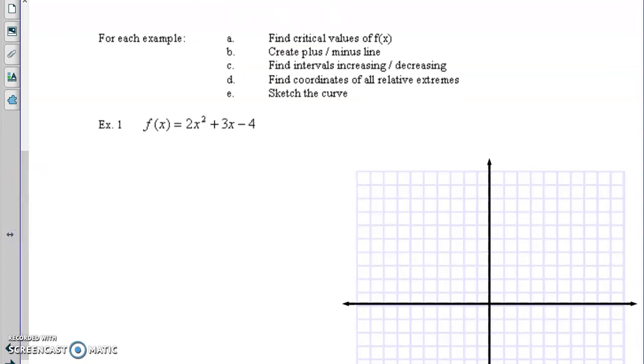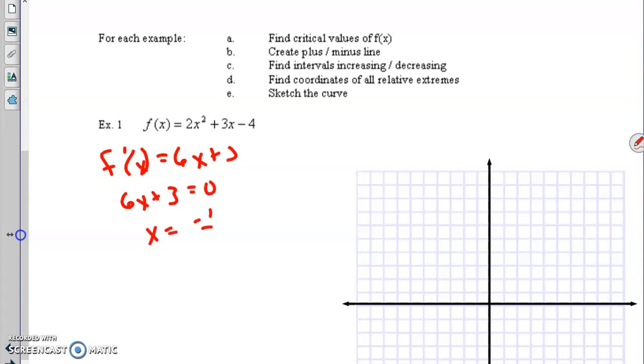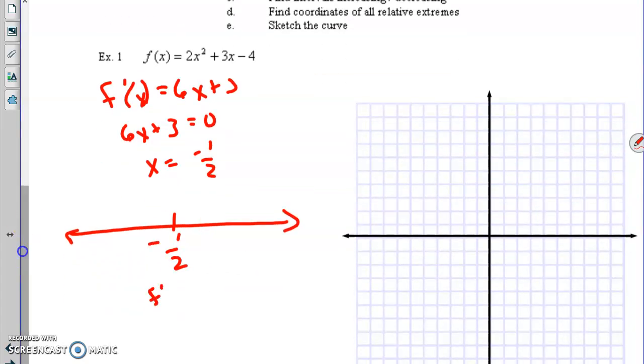F prime of x equals 6x plus 3. Set it equal to 0. X equals negative a half. I'll go fast. You guys can always slow it down and rewatch it. There's your f prime plus minus line. I label it f prime. Now if I plug in negative 2, I get into f prime, remember, a negative number. F prime of 0, I get a positive number.